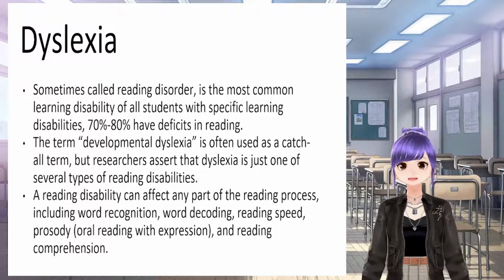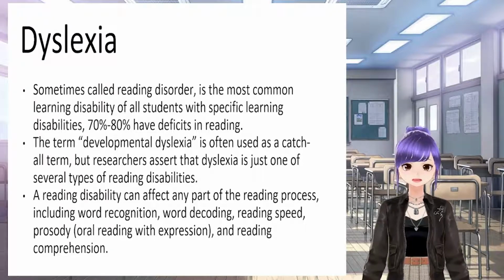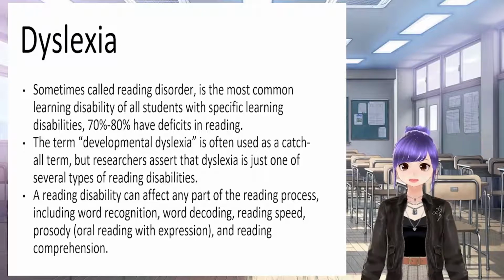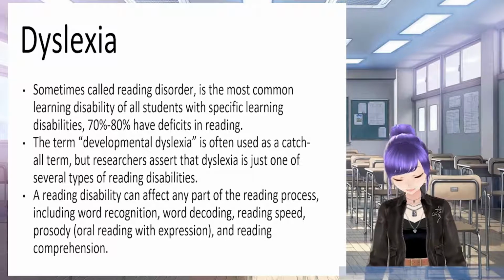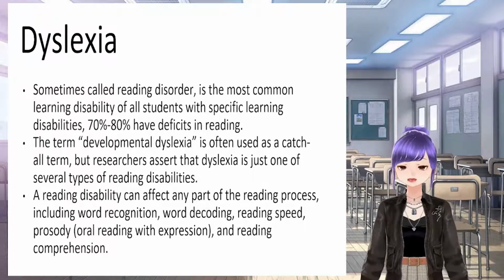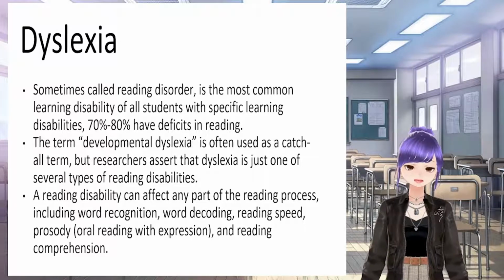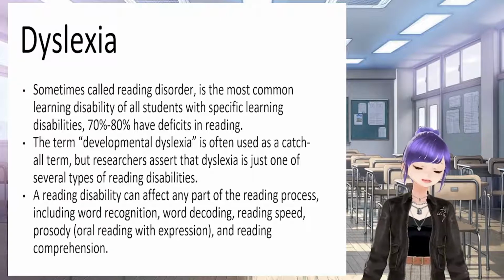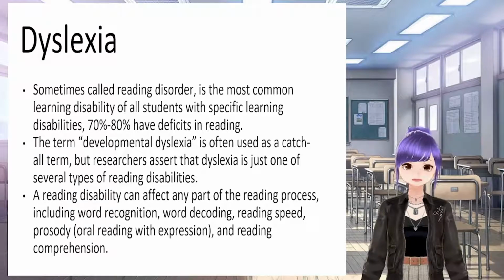It is the most common learning disability of all students with specific learning disabilities. 70 to 80% have deficits in reading. The term developmental dyslexia is often used as a catch-all term, but researchers assert that dyslexia is just one of the several types of reading disabilities. A reading disability can affect any part of the reading process, including word recognition, word decoding, reading speed, prosody, or oral reading with expression, and reading comprehension.